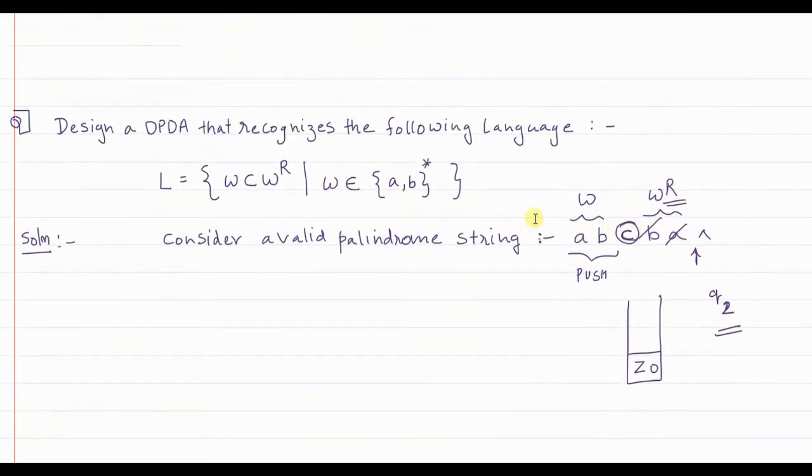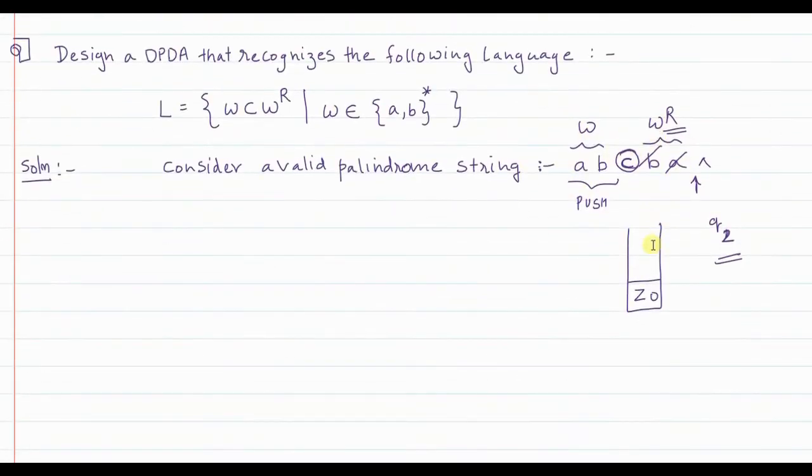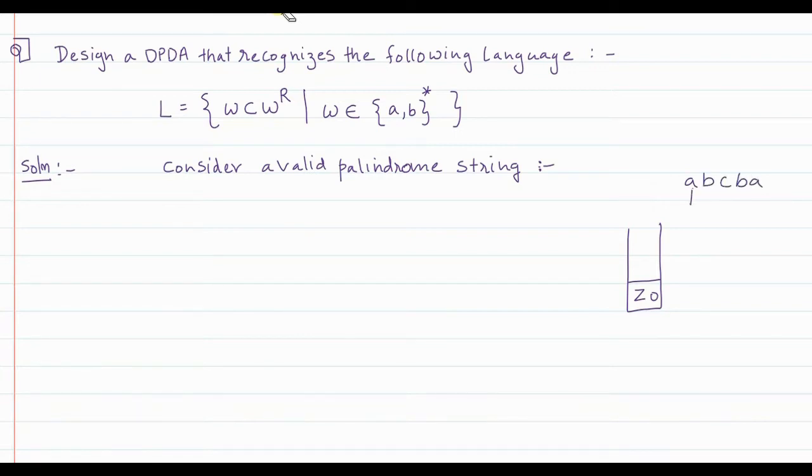Now whatever method I have told you, I am going to draw and show you. Let's assume that initially the string that is read is ABCBA. This is the string that is read and we are in the Q0 state. I am just going to draw the PDA for the same thing. Let's say Q0 is the initial state.